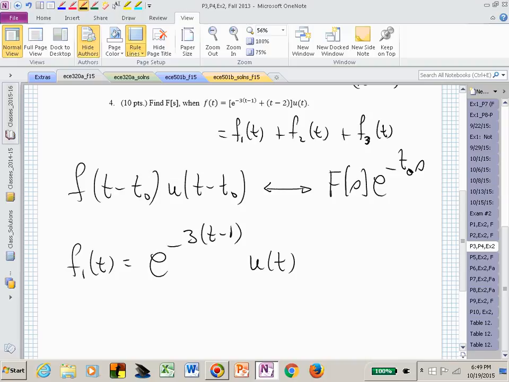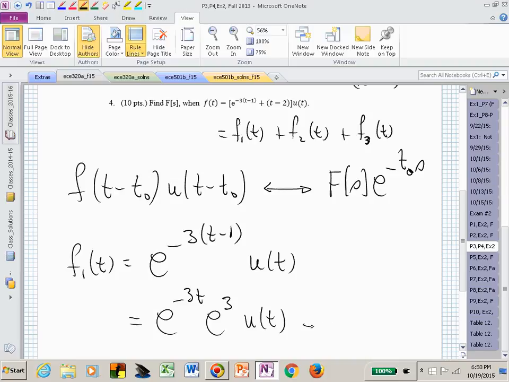But right now, the time expression in the argument of this exponent is not just t, is it? But I can rewrite that, knowing what I know about exponents. I can say, oh, that's e to the minus 3t, and it's e to the 3 u of t. Now that looks pretty good, because I know how to Laplace transform e to the minus 3t u of t. That e to the 3 is just a scaling factor. That's just a constant. That's a big number, but it's a number.